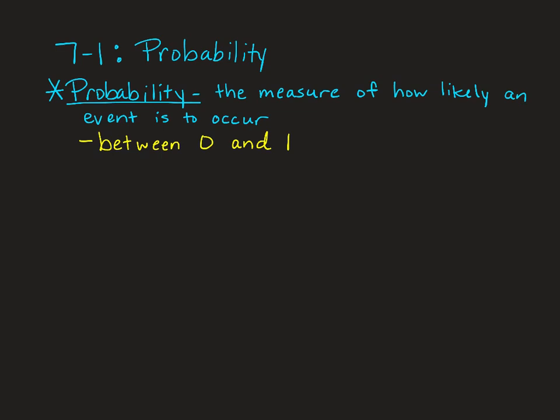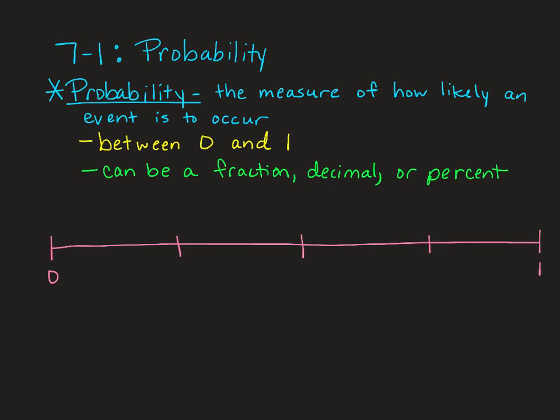It is always a number between 0 and 1. So that means you cannot have a negative value for probability, and it can't be a number that is greater than 1. It can be a fraction, decimal, or percent, but remember, it's got to be a value between 0 and 1.